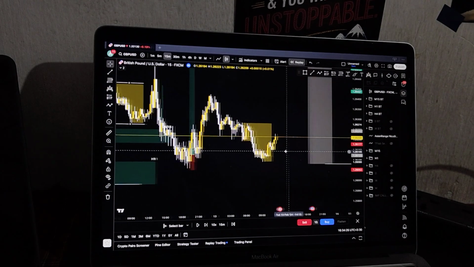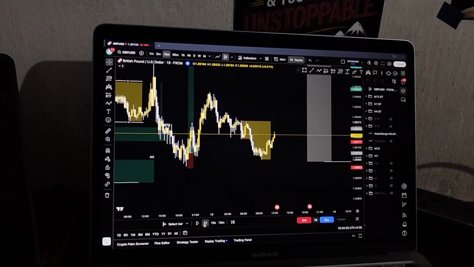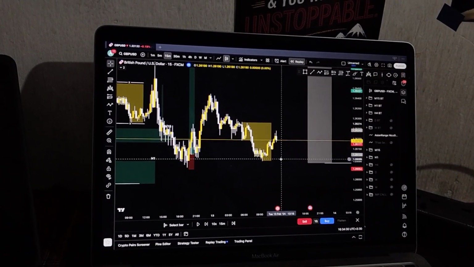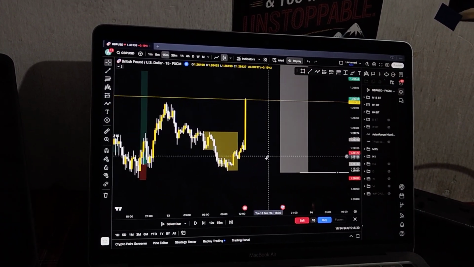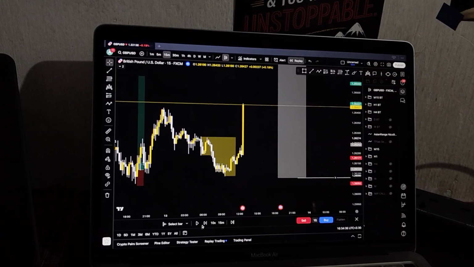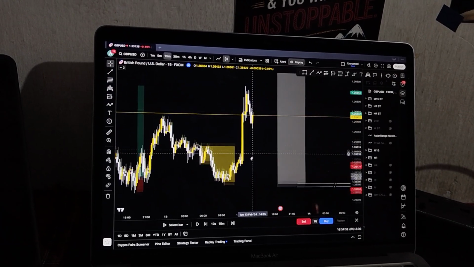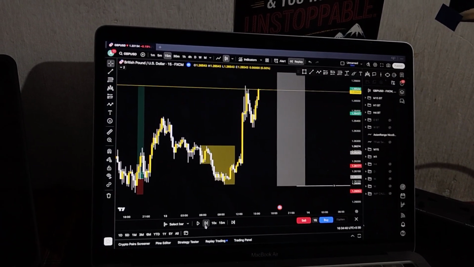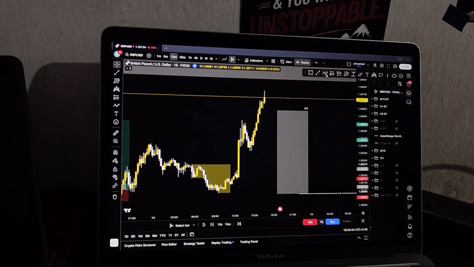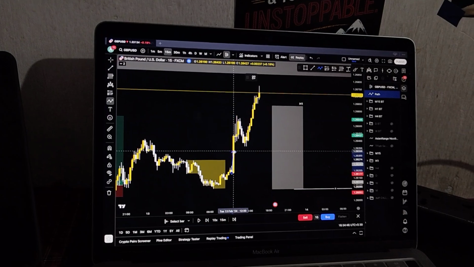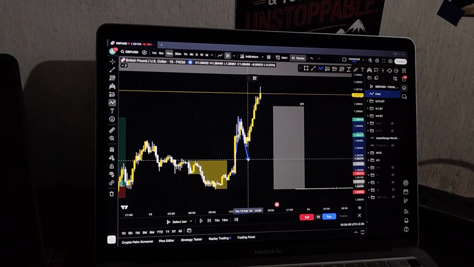So on GBP there was news at 12:30. This is when the Claimant Count Change news came in GBP's favor. As you can see, a huge bullish candle, and trading after a news candle like that is very tricky, because you might argue that there was a fair value gap here, but the fair value gap didn't get filled.